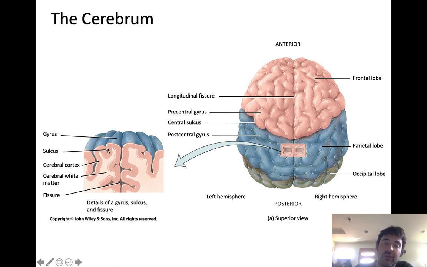Now, when you look at the cerebrum, if we were to take a small frontal section of the cerebrum and look at it, we have our cerebral white matter, which is made up predominantly of myelinated axons transmitting information from point A to point B. And then we have our cerebral gray matter called the cerebral cortex. Now, remember, gray matter is made up predominantly of dendrites and neuron cell bodies. So dendrites receive information and neuron cell bodies process that information.